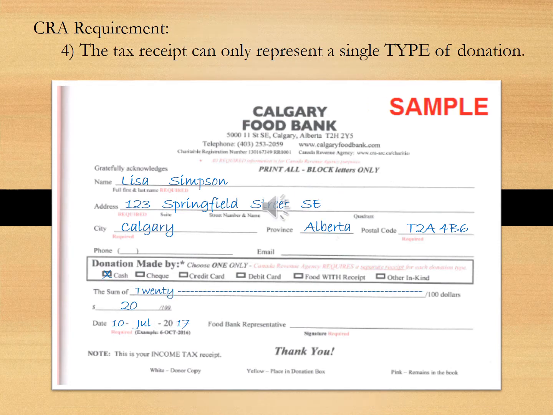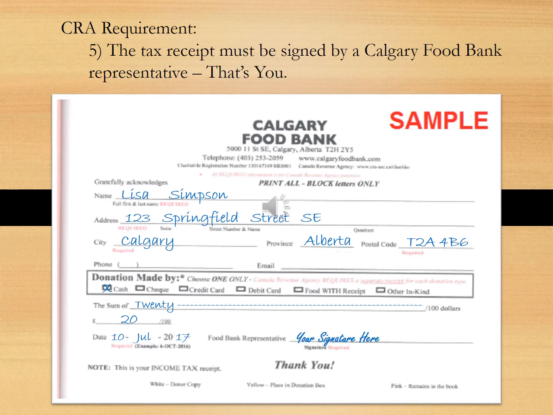The fourth requirement is that the tax receipt only represent a single type of donation. Also, make sure to mark the donation type and to record the donation in its number and word form like you would do when writing a check. The fifth and last requirement is that the tax receipt must be signed by a Calgary Food Bank representative, such as a volunteer like yourself or a staff member.